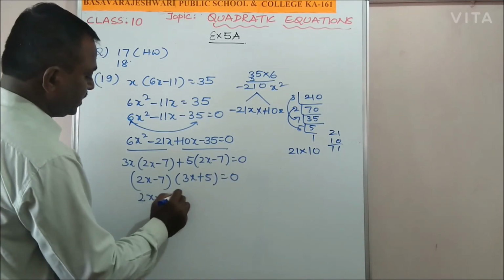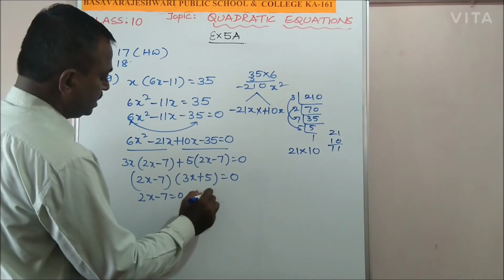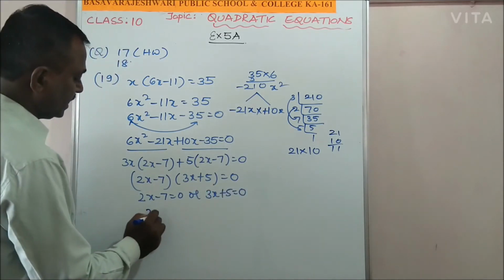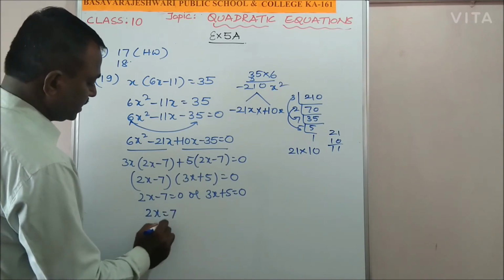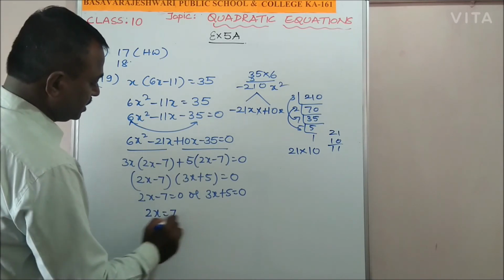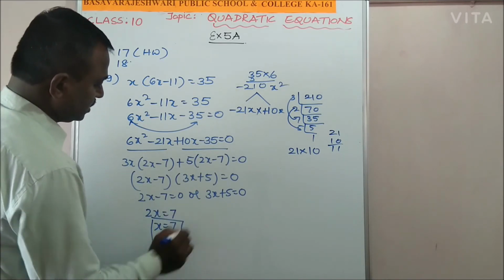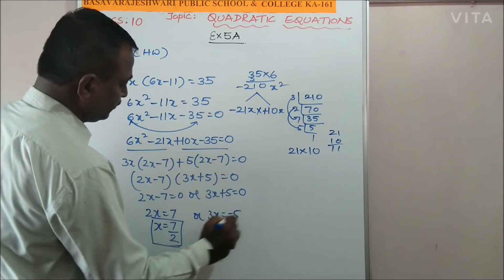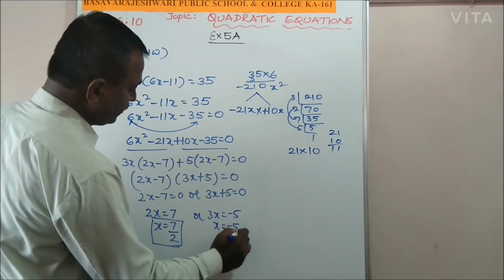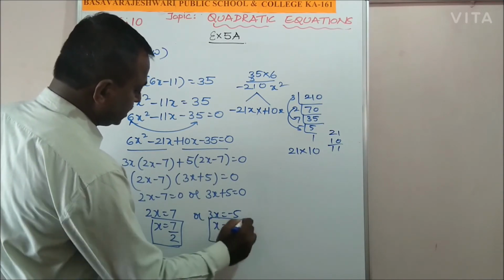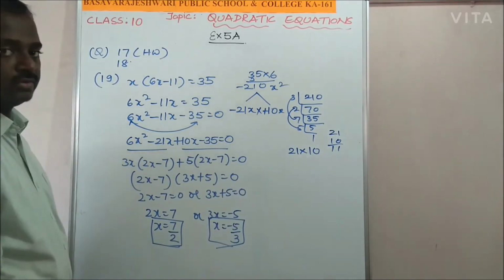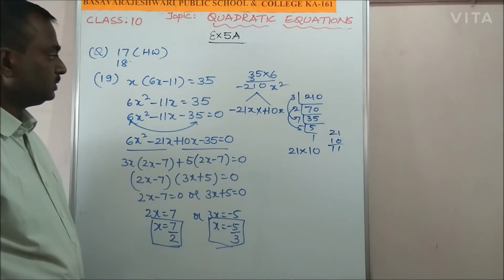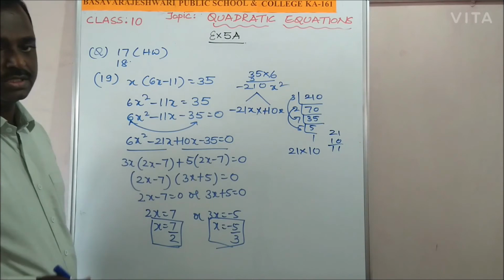2x minus 7 is equal to 0, or 3x plus 5 is equal to 0. 2x is equal to 7, x is equal to 7 by 2. This is one solution or root. 3x is equal to minus 5, x is equal to minus 5 by 3 is the other root of the equation. Correct? So take down this sum.